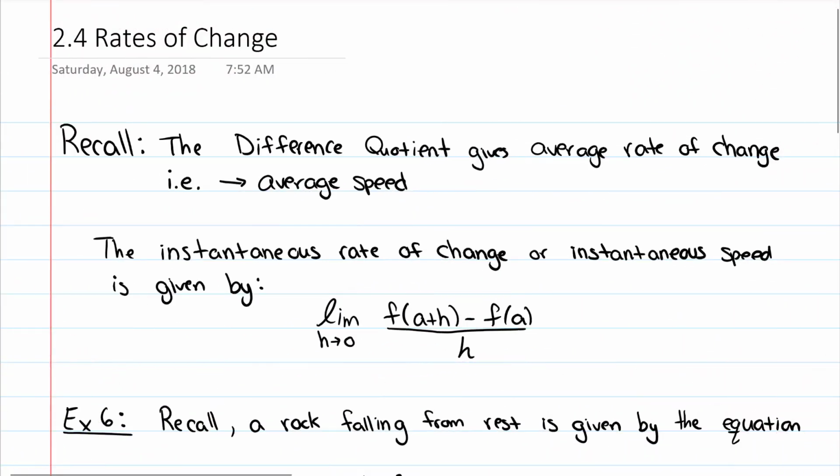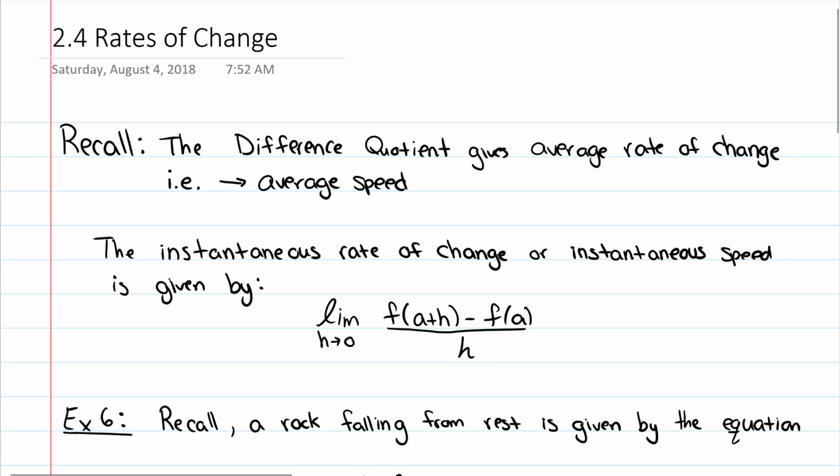In this next video, we're going to look at how to determine the speed or velocity of an object in free fall motion. Before we do that, let's talk about how to relate the difference quotient and average rate of change to give us speed.